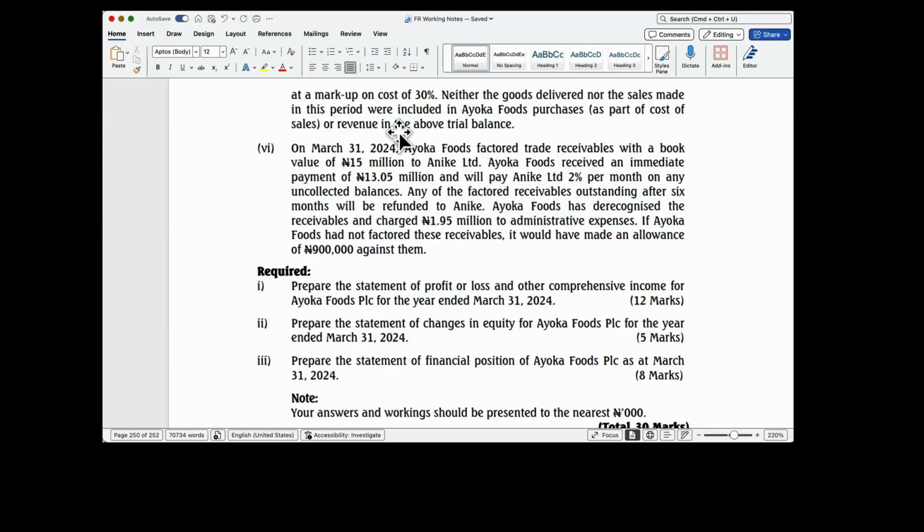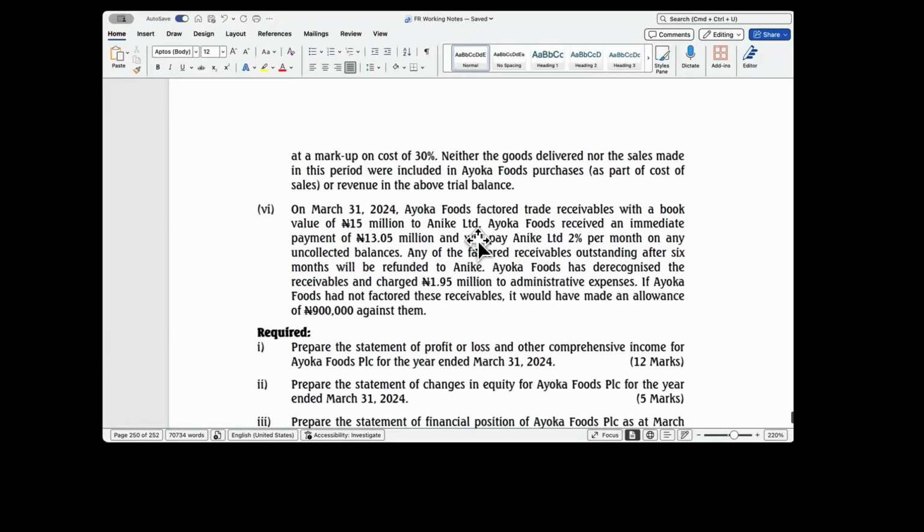In this case now, you will see that this guy factored his trade receivables, meaning he sold his trade receivables with a book value of 15 million. And he received an immediate payment of 13.05 million. And he's going to be paying 2% per annum on any uncollected balance. Any of the factored receivables outstanding after 6 months will be refunded to Anike. So this is saying that if Anike... so he sold his receivables and the guy gave him 13.05 million.